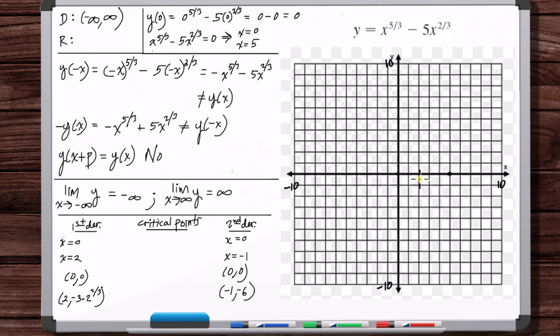So 2 and then minus 4, 1, 2, 3, 4.76, about right there. Okay. Then minus 1, minus 6. 1, 2, 3, 4, 5, 6. About right there.